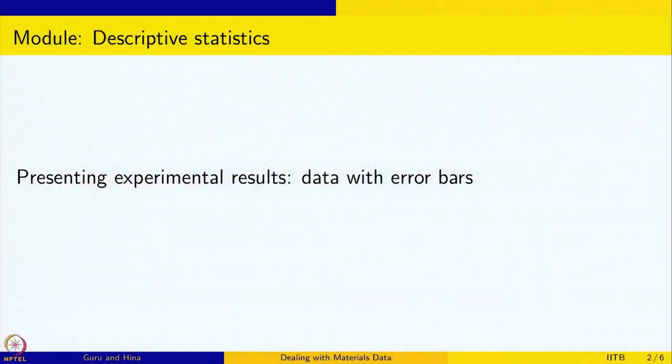We are going to continue with representation or presentation of data, and in this session we are going to look at presenting experimental results in which the data is presented with error bars. Sometimes we know that the data is obtained with given error bars. How do we incorporate this information when we present the experimental results, as well as in interpreting results? Without the error bars, if you interpret, you might make wrong interpretations. So, we want to look at these two aspects.